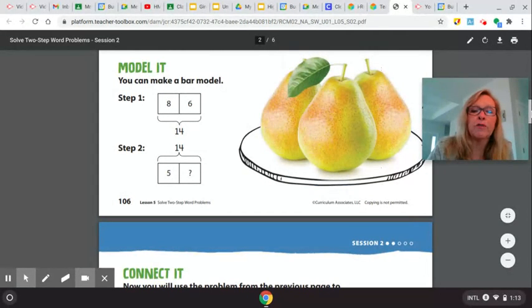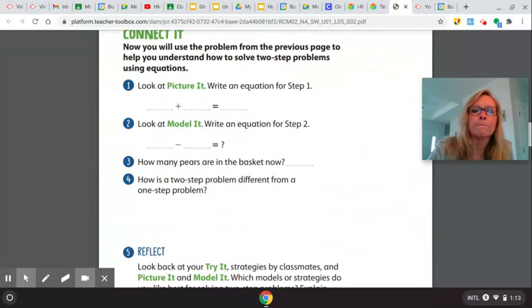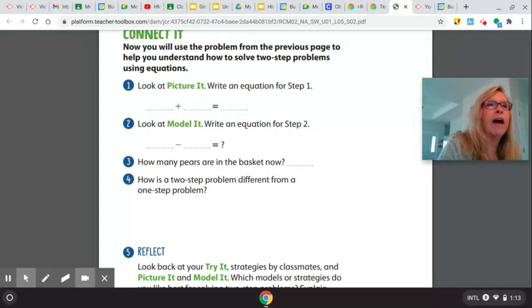That is how many pairs are left, that missing number. How is a two-step problem different from a one-step? Well, this one, I would like you to write it in, but I'll just talk with you a little bit. So a one-step problem, you have one thing you do. I have 5 pairs in my basket. I picked 5 more. How many pairs do I have?